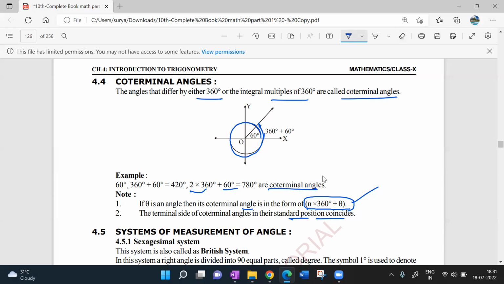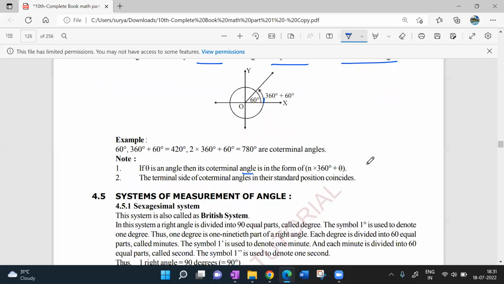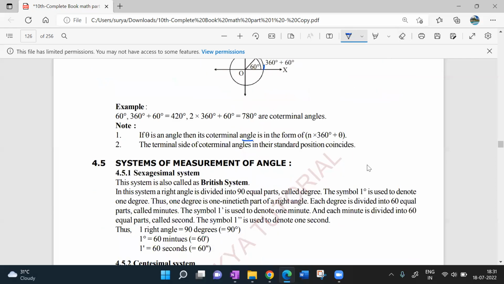So very simple. Co-terminal angle is nothing but basically the angles that differ by either 360 or integral multiples of 360. You can say n into 360 plus some theta, that type of angle. Okay, so this is basically what co-terminal angle is all about.